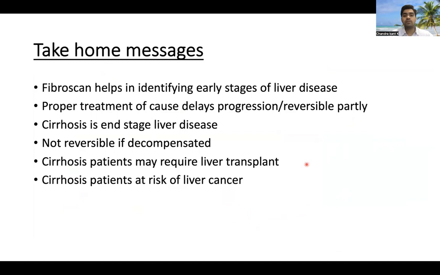So take-home messages from this video are: the FibroScan helps in identifying the early stages of liver disease, that is fibrosis, F1, F2, F3. Proper treatment can delay progression of the fibrosis or reverse cirrhosis partly. Cirrhosis is an end-stage liver disease. It is not reversible. If it is decompensated, they may require liver transplant. They are at risk of liver cancer.